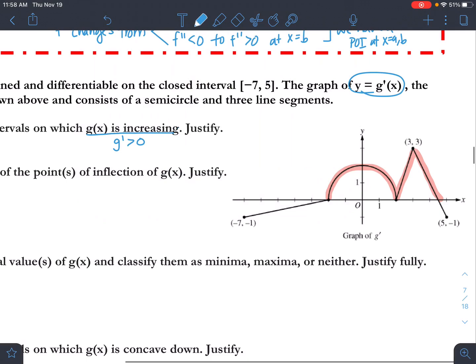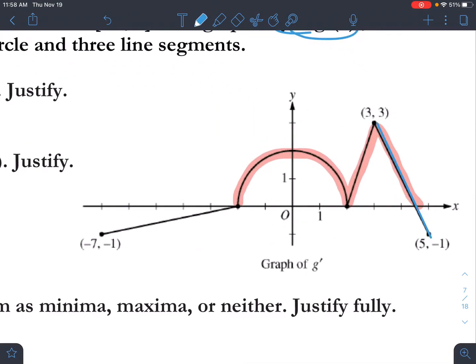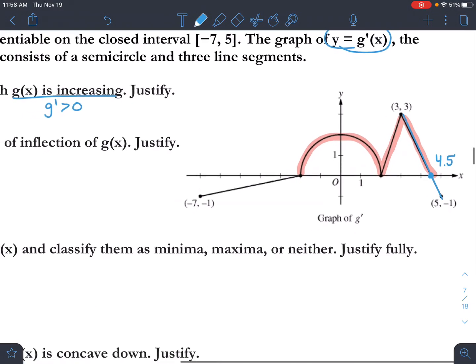Now, this is going to come up a couple times. The slope of this line is -2, if you guys were to count here. So this point right here is going to be 4.5 exactly, but you could calculate that by looking at the slope.